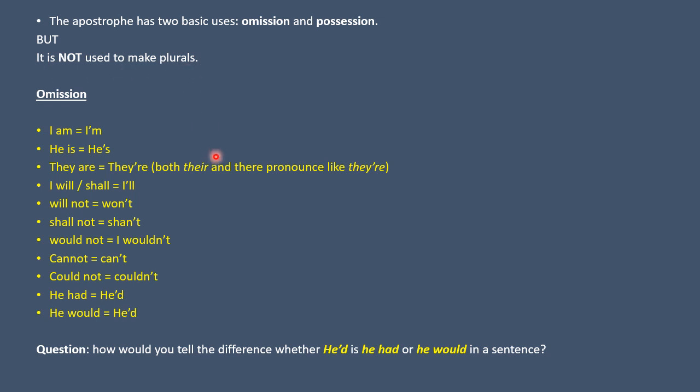Okay. So omission is when you leave out a couple of letters or a letter, and possession is when you show belonging to somebody. So I will explain this with examples. So first of all, let us discuss omission. So for example, I am becomes I'm, he is becomes he's, and they are becomes they're.